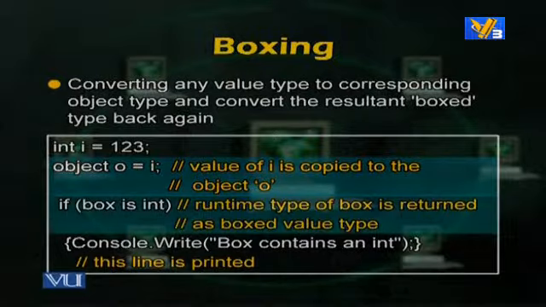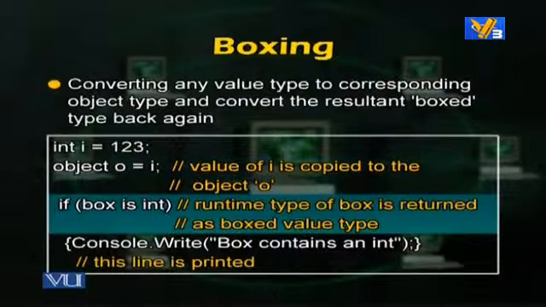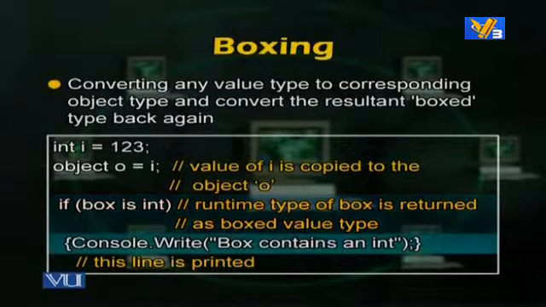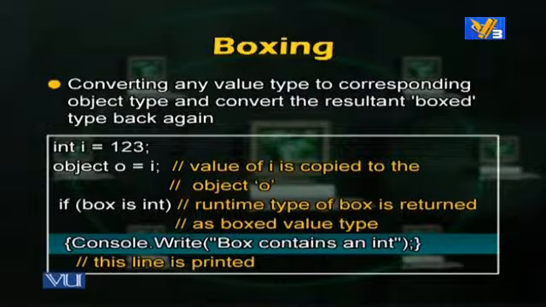So for example, we can use if box is int. What we are doing is checking at runtime. If O is int, we are checking at runtime the type of O, and it is returned as the boxed value type. In this particular case the answer is yes, so we will say the box contains an int. So we can convert it back and forth from object to value type and from value type to object.